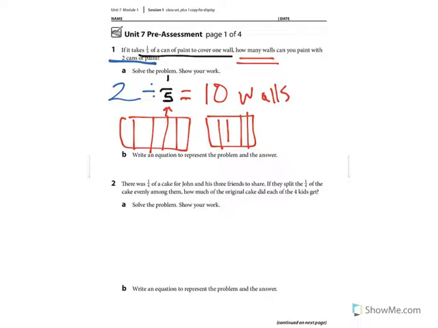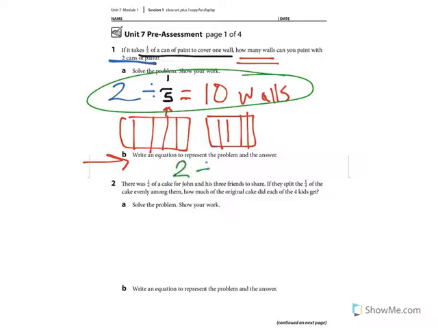Write an equation to represent the problem and the answer. See how I didn't skip this step? Make sure you don't skip any steps. Now I'm lucky because I've already done this, but I'm going to rewrite it anyway. 2 divided by 1/5 equals 10. That way my teacher can find it really easily and I know that I've answered all the questions.